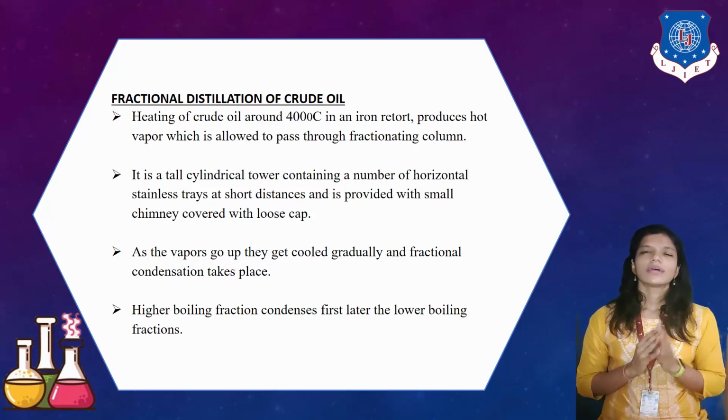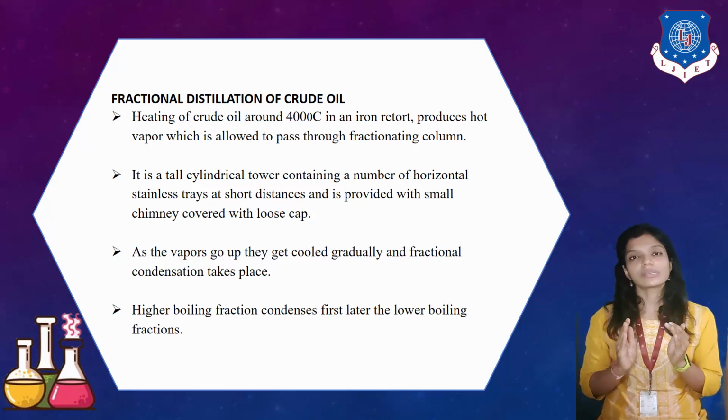Okay, here let's take a look at the process of fractional distillation of crude oil. The first step involves heating of the crude oil to around 400 degrees Celsius in an iron retort, which produces hot vapor that is allowed to pass through a fractionating column. It is a tall cylindrical tower containing a number of horizontal stainless steel trays at short distances and is provided with small chimneys covered with loose caps so that the vapor can pass through.